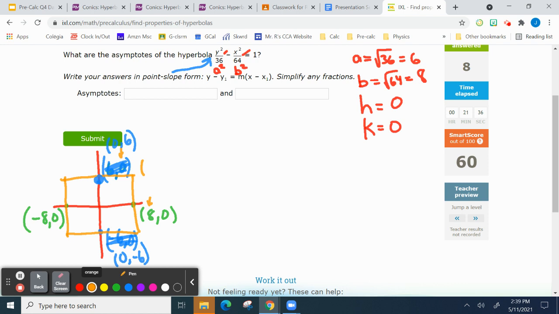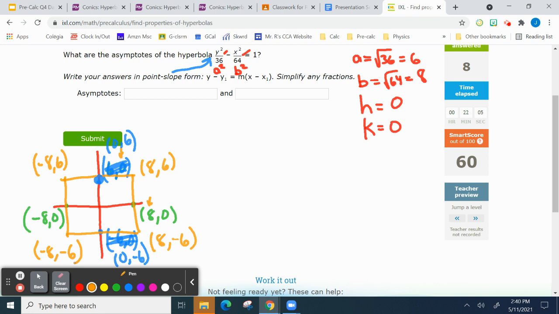So that point here, that's going to be 8, 6, right? And this point here is going to be 8, negative 6. And this point here is going to be what? Negative 8, 6. This point here is going to be negative 8, negative 6. And now it's pretty easy to get our line, right?